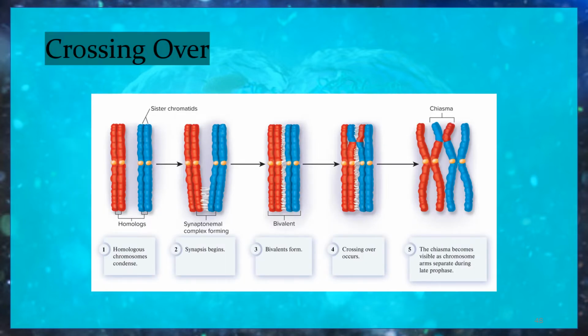Here's the diagram. We first have the homologous chromosomes that condense. As they're side by side, this is the synaptonemal complex that forms. The chromosomes become bivalent, and we see up here this little crossing over. It's almost like they switch places in the chromosomes. So they have crossed over to form something different between you and your brother or your sister.